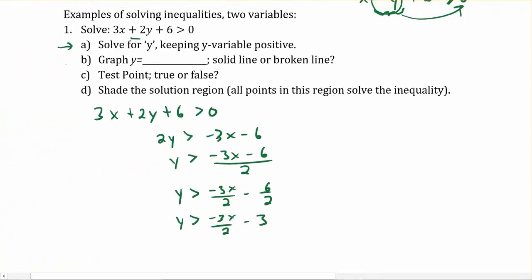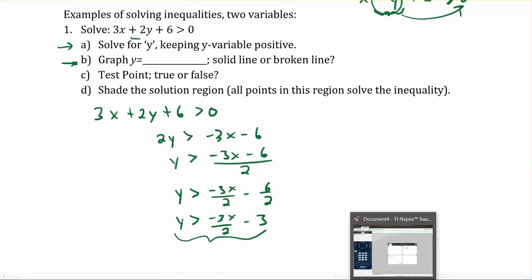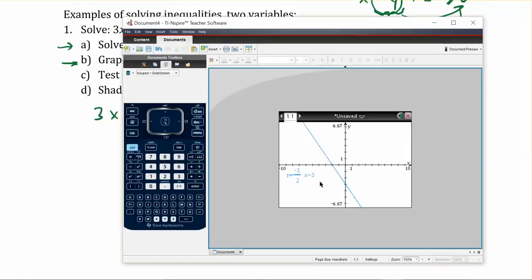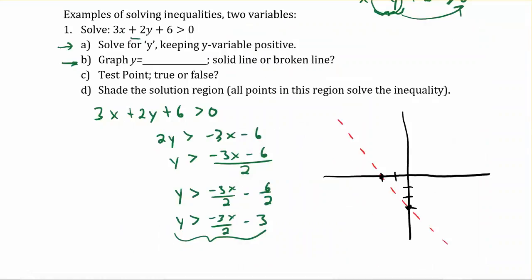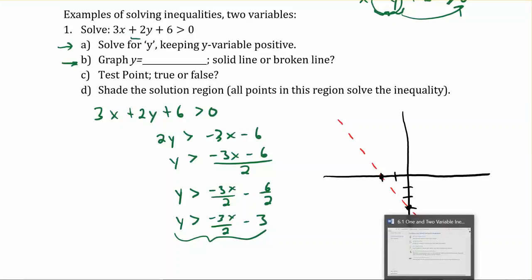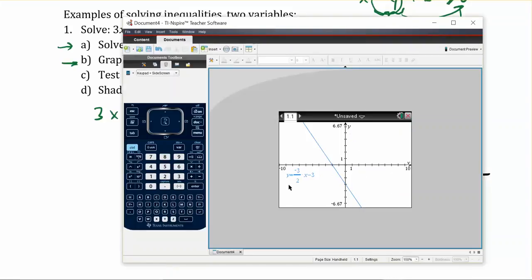All right, B says graph, just like you normally would in your calculator, graph y is equal to. So this, I can actually just graph in my calculator, and I'll show you how to do that. If you graph it like you normally would, you end up with a line looking something like this. Technically, our line should be a dotted line, but in my calculator I've just said y is equal to. So I've got the equal symbol there.